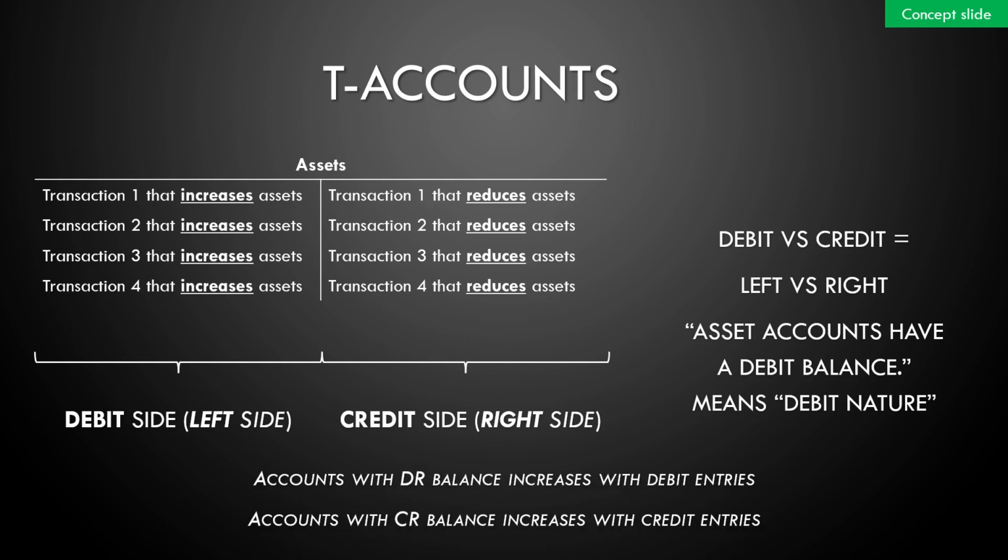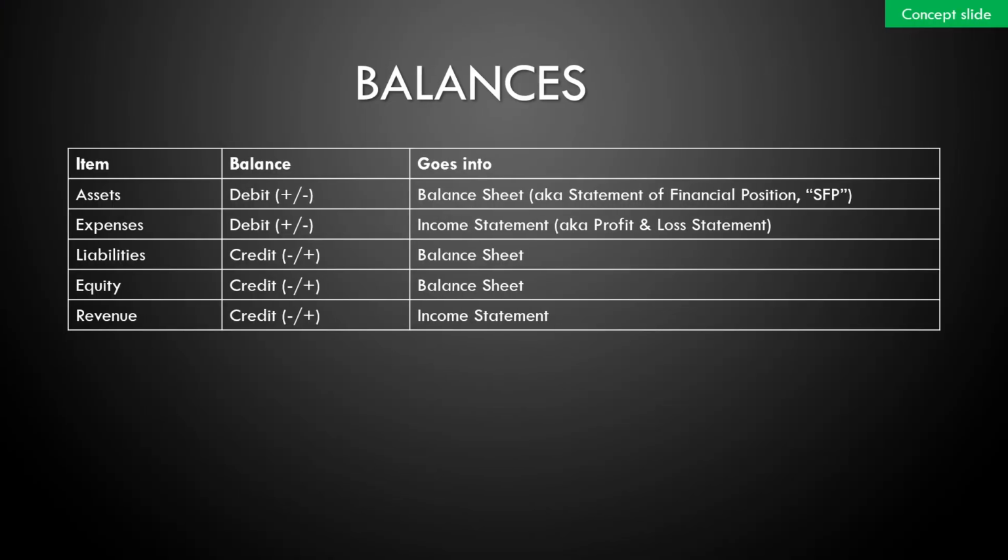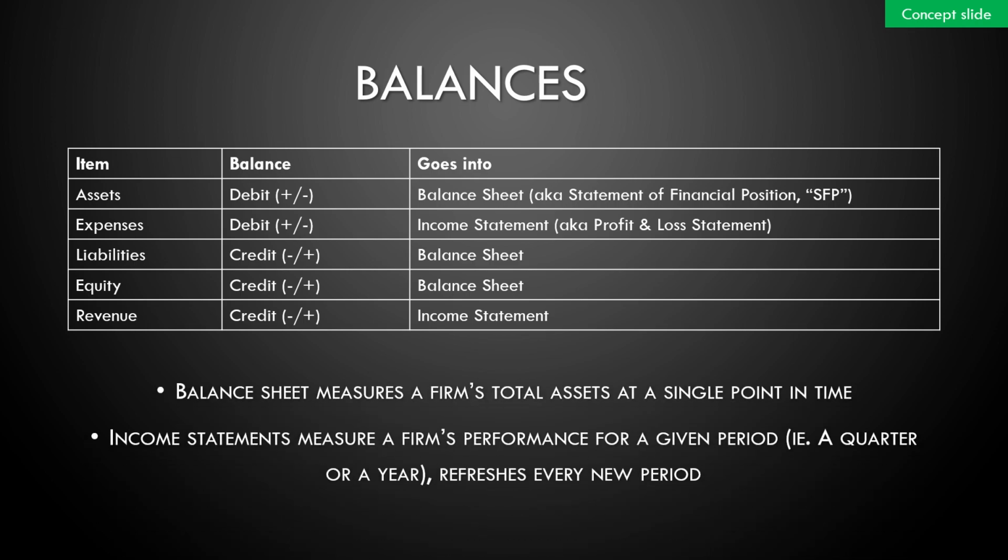All accounts with debit balances increase with debit entries, and accounts with credit balances increase with credit entries. Coming back to the 5 main categories, expenses, like assets, have debit balances, which means they increase with debit entries, and liabilities, equity and revenue have credit balances, which means that they increase with credit entries. We learned that all assets will be equal to liabilities plus equity. Hence, it makes sense that assets have opposing balances to both liabilities and equity items. This works the same for expenses and revenue items.